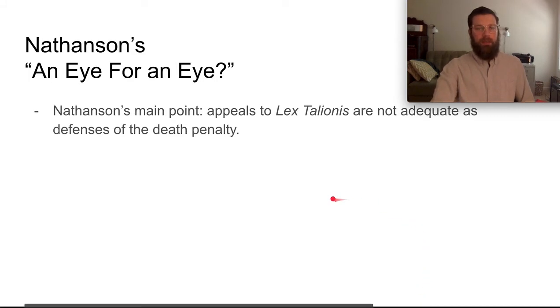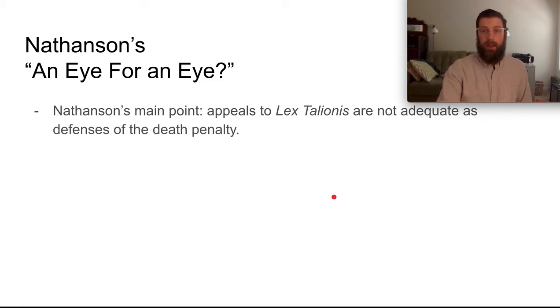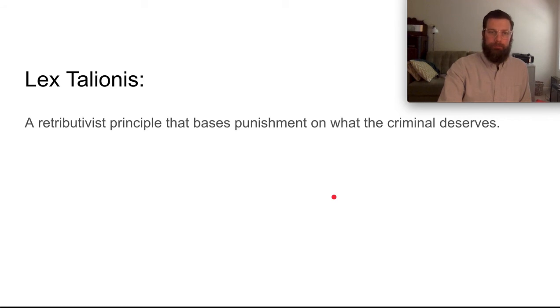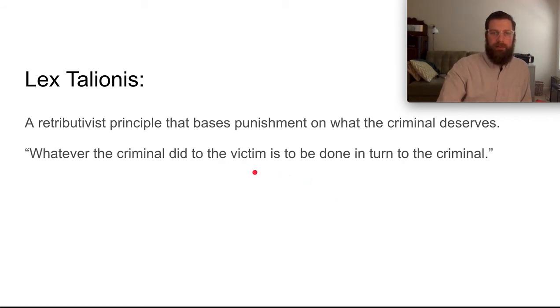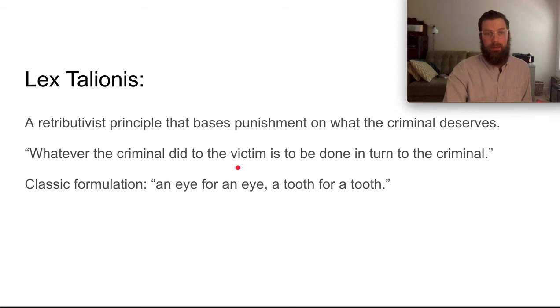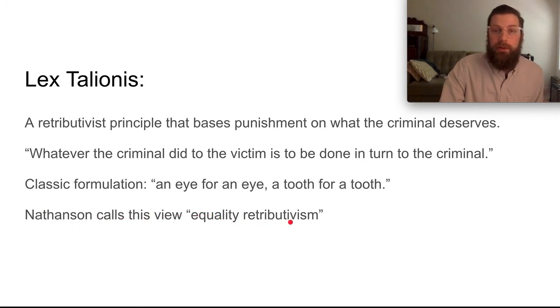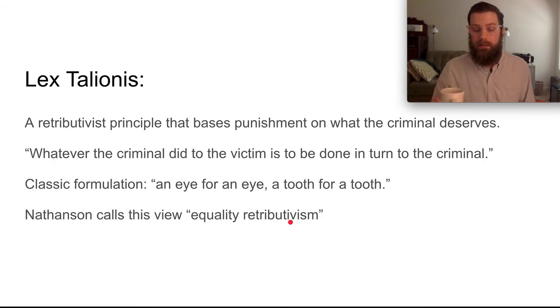So here's Nathanson's main point. He says that appeals to lex talionis, this principle of an eye for an eye, is not going to be adequate as a defense of the death penalty. Remember, it's about what criminals deserve, and more specifically, lex talionis says whatever the criminal did to their victim is to be done in turn to the criminal. They cause someone to lose an eye, the criminal should then lose an eye of their own. So, Nathanson calls this view equality retributivism, equal treatment for criminals as compared to what they did to their victim.